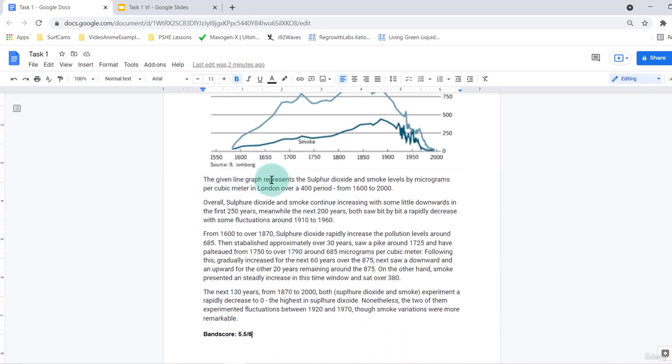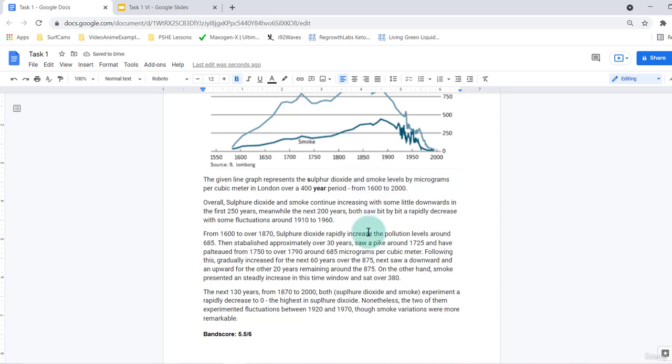Okay, so the given line graph represents the sulfur dioxide. Straight away, this is a common error that many students make, and I'm going to leave it in bold where I make changes. Capitalizing when not required is an error that I see a lot of. Unless there's a need for a capital letter, for example, with proper nouns, we don't need to capitalize these things. So the given line graph represents the sulfur dioxide and smoke levels by micrograms per cubic metre in London over a 400-year period. I even added the word 'years' in there that was missing.